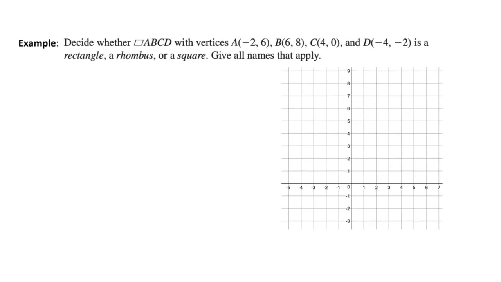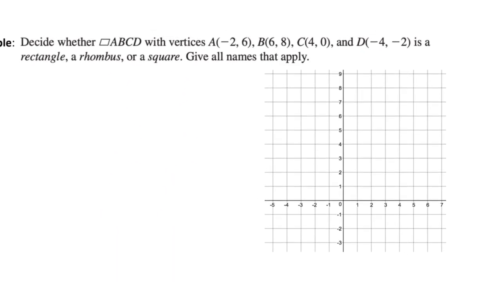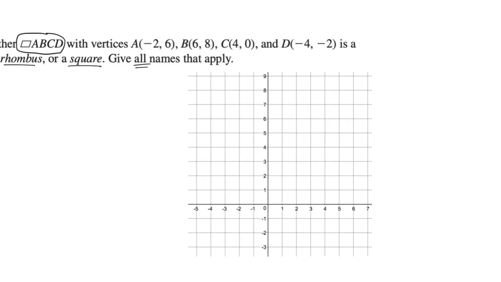Okay, so here is our first example. The first thing we're going to do is just plot those 4 points. So we're deciding whether this parallelogram is a rectangle, a rhombus, or a square, and it says give all names that apply. So let's plot the shape first, and then we'll practice finding out those things. So A is at negative 2, 6. B is at 6, 8. C is at 4, 0. And D is negative 4, negative 2. Okay, so here's our shape.